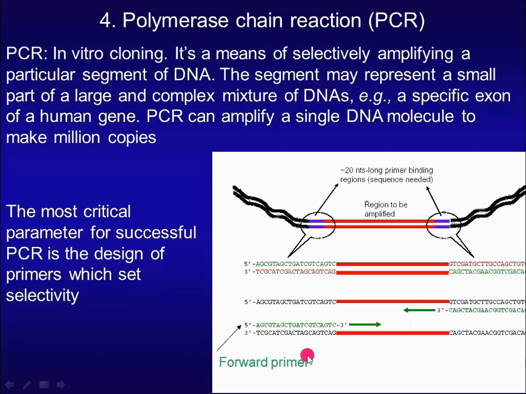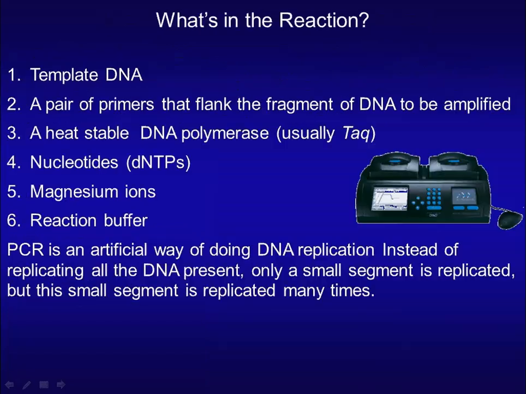The one that primes DNA synthesis from right to left is called reverse primer. Three key components for PCR reactions are template DNA, a pair of primers, and heat-stable DNA polymerase. Other reagents needed include deoxynucleotides, magnesium for DNA polymerase, and reaction buffer.